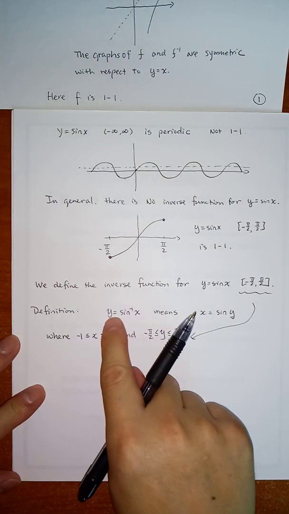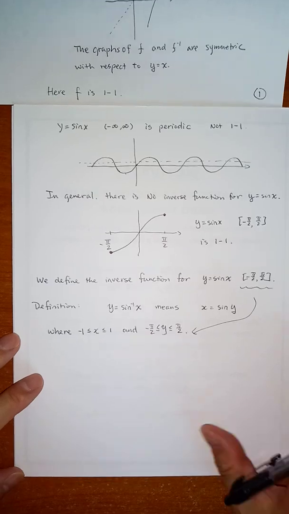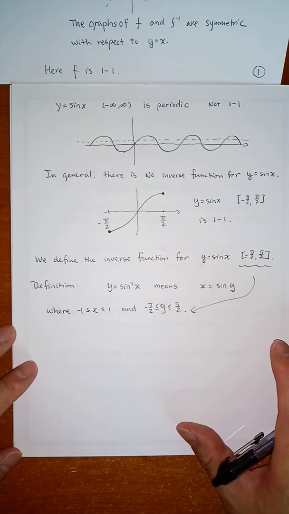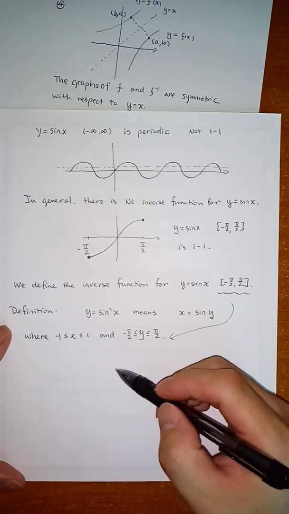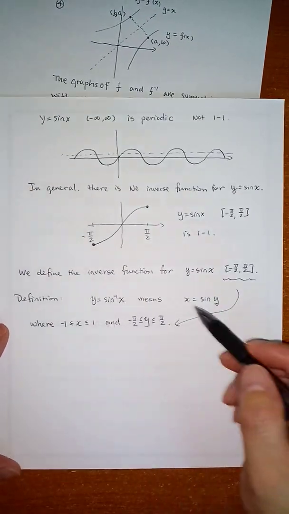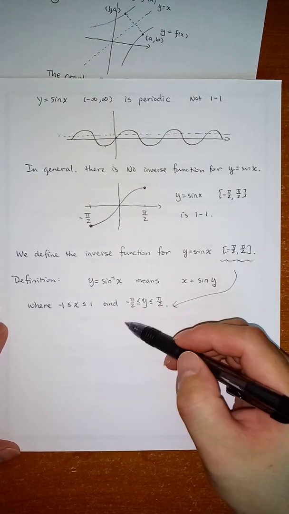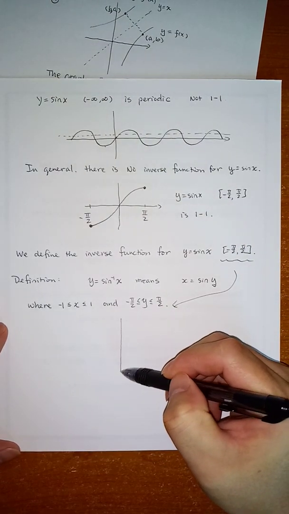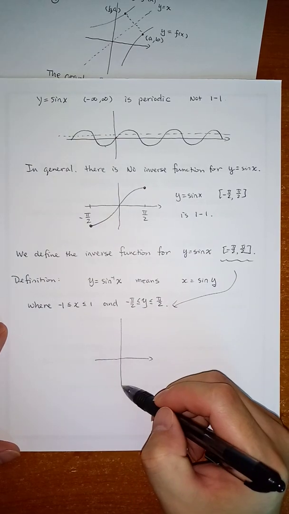The range of the inverse is the domain of the original function. Okay? And let's see. So that's a definition. That is a definition of inverse sine. And what is the graph of inverse sine? We're going to use symmetry to quickly access it.